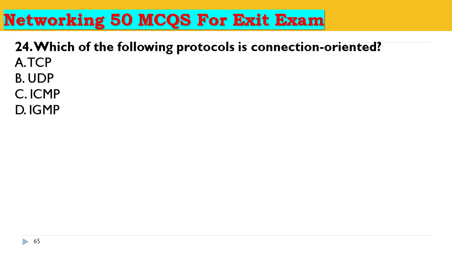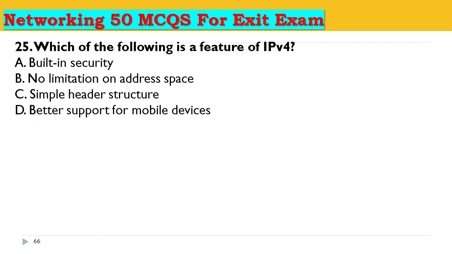Question number 24. Which of the following protocols is connection oriented? A. TCP, B. UDP, C. ICMP, D. IGMP. The protocol which is connection oriented from the list is TCP. Question number 25. Which of the following is a feature of IP version 4? Built-in security, no limitation on address space, simple hardware structure, better support for mobile devices. IP version 4 has a simple header structure.